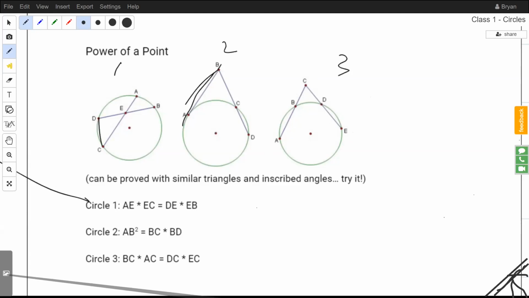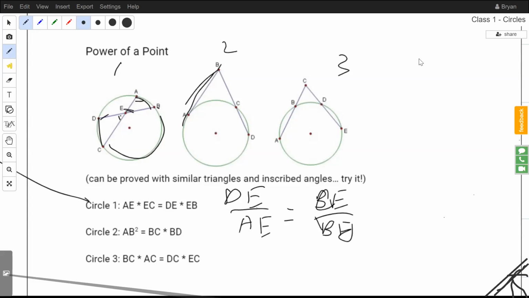I'll show you the first two, and I want to see if you can try the third one on your own. Basically, for the first one, we have vertical angles here are equal, and then angles CDB and CAB are both inscribed angles to the arc CB. So we have by AA similarity, EDC and EAB are similar triangles. So from similar triangles, we get that DE over AE is just equal to CE over BE, and then cross multiplying gets our exact result.